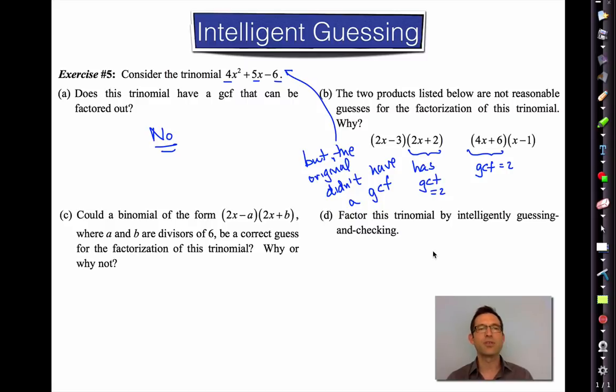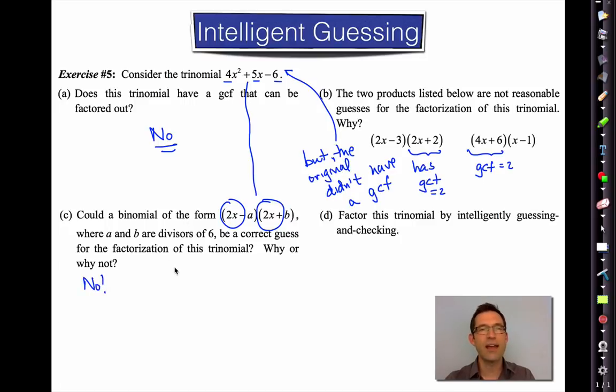So let's take a look at letter C. It said, could a binomial of the form 2x minus a times 2x plus b, where a and b are divisors of 6, be a correct guess for the factorization of this trinomial? Why or why not? So in other words, is there any possibility that this thing has the leading 2 of 2x and 2x? Think about this for a minute. All right. Well, the answer is no.